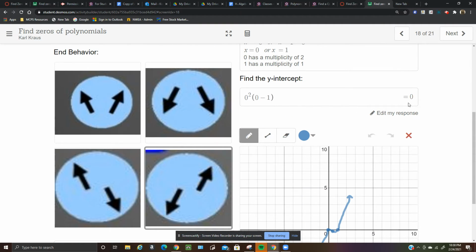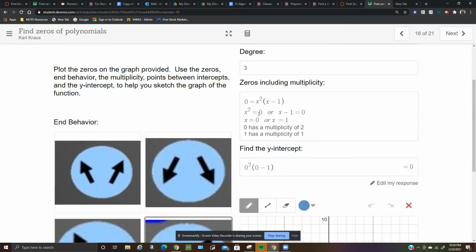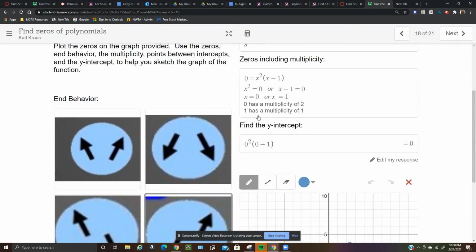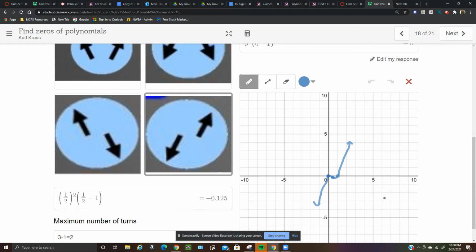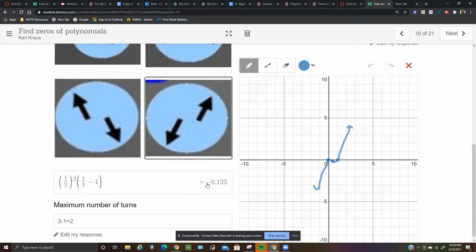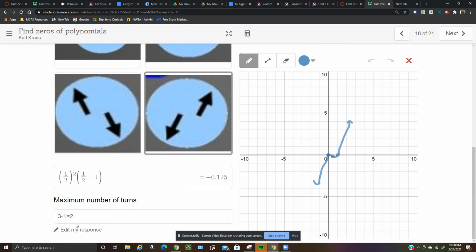The y-intercept is 0. The end behavior: positive leading coefficient, odd degree. Right side goes up, left side goes down. If I plug in a 1/2, I get negative 1.25 right in here. The maximum number of turns is 3 minus 1, or 2. Then connect together the dots there.